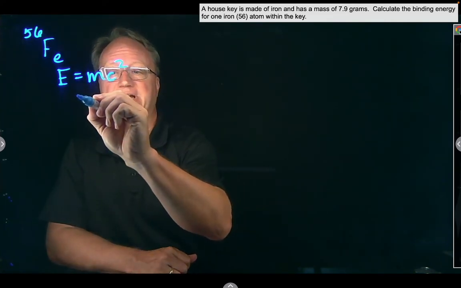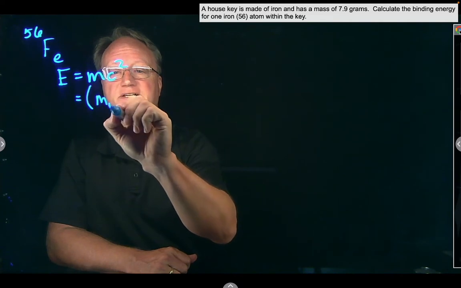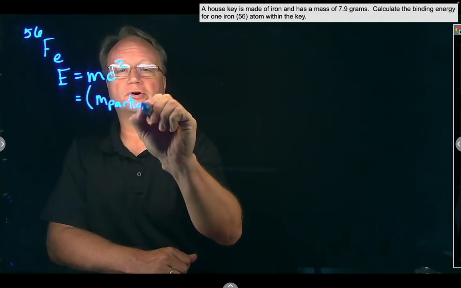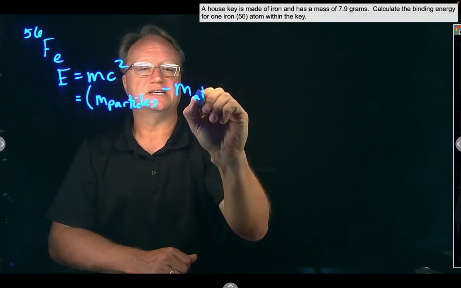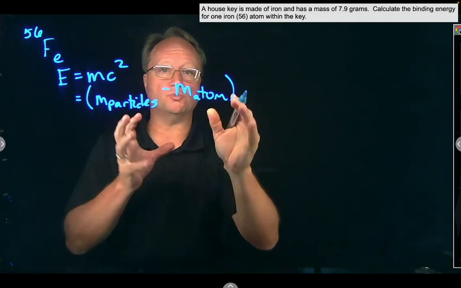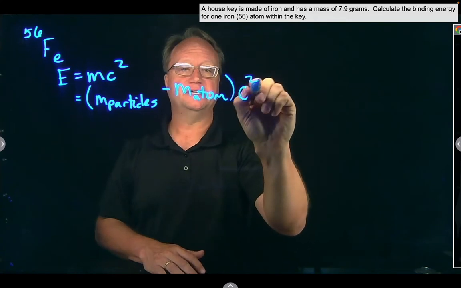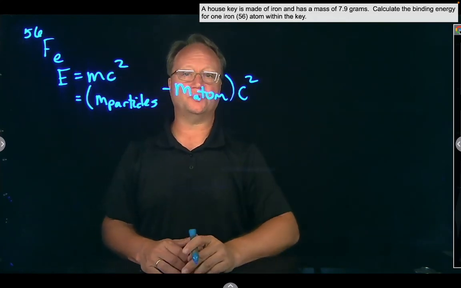So then this mass is going to be the mass of the individual particles that make up the nucleus minus the mass of the atom when it is one unit and it is combined, and then multiplied by c squared.